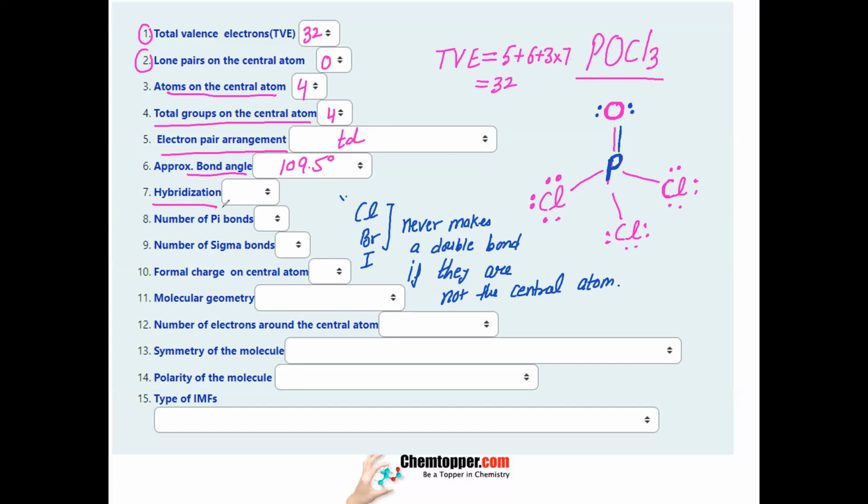Hybridization. Very good, Siddharth. Number of pi bonds. Very good, Yug. Number of sigma bonds. Very good, Yug. Siddharth. Shashank?